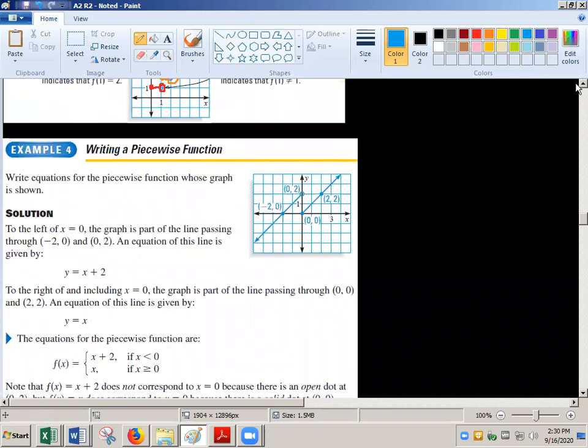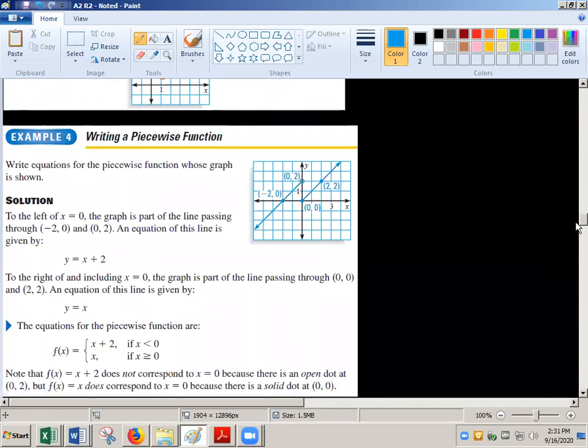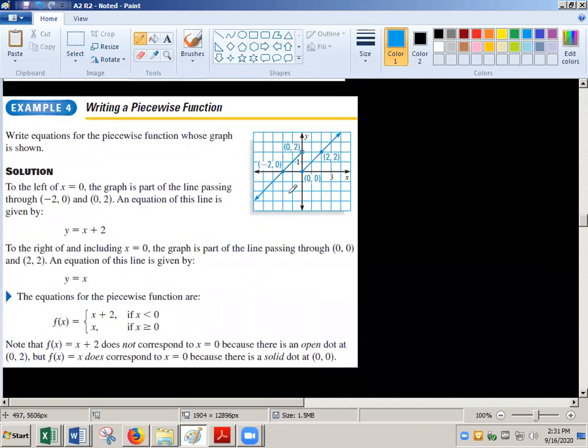For writing a piecewise function, this gets a little bit tricky, but it's not too bad. The only thing different than what we've done before for writing an actual function is it's going to stop somewhere. So if I told you, you have these 2 points, you got -2, 0, and you got 0, 2, and I said come up with an equation for it, you should absolutely be able to come up with an equation for it. So the equation for this one is going to end up looking like x plus 2.